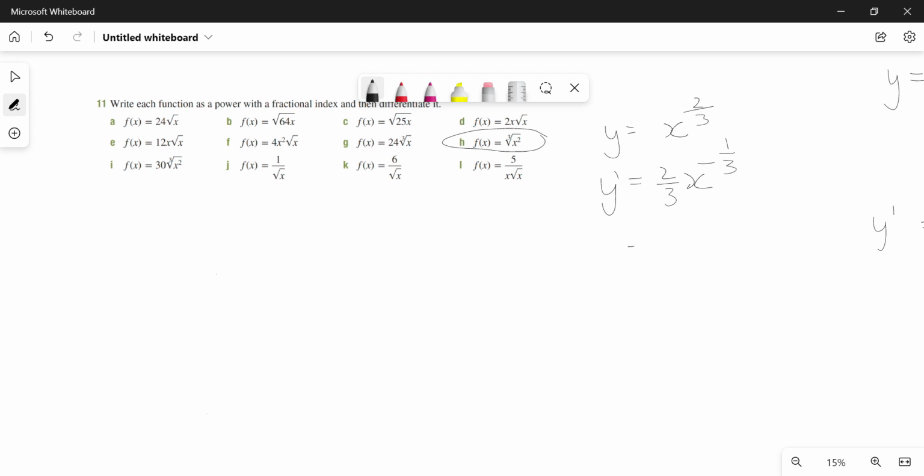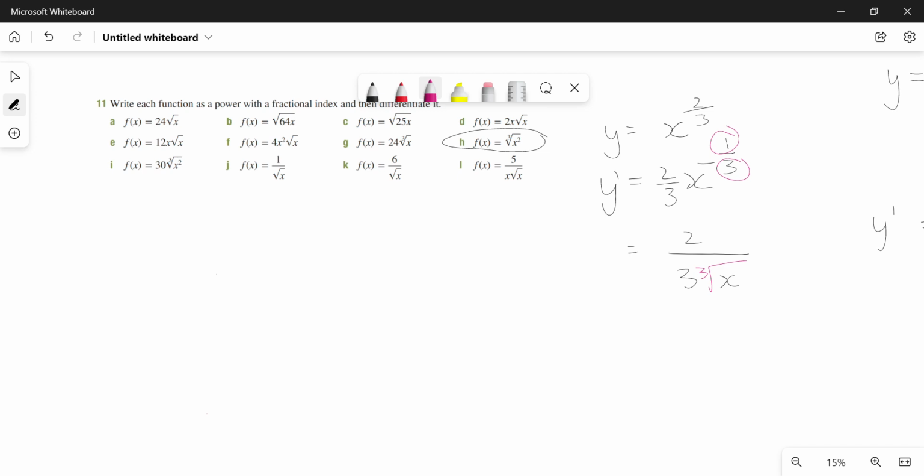Now, if we put it back into the original form, there's the 2 on 3. Now, x is to the power of negative, so I'm going to put x at the bottom. The power is the top part, so 1, so it's just x to the 1. And then the bottom is the root, so it must be the 3rd root. So it's 2 on 3 root 3x.